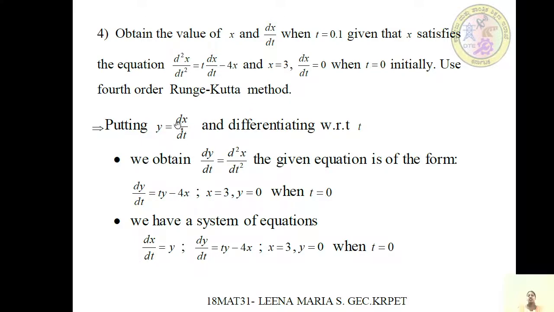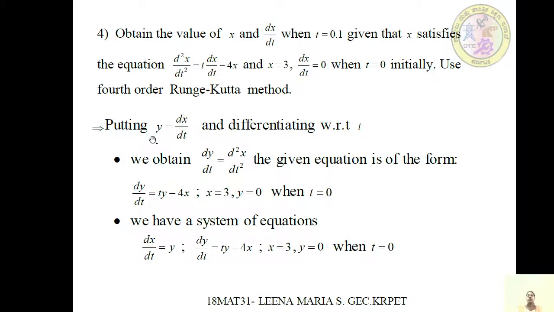Here we are going to see this with respect to x, and we are differentiating x with t. So we are going to take the substitution, put y equals dx by dt. So observe carefully. And what are the conditions given here? X is equal to 3 given, and dx by dt, which is y I am going to consider, is 0 when t is equal to 0. So we are going to solve d square x by dt square equals t into dx by dt minus 4x.